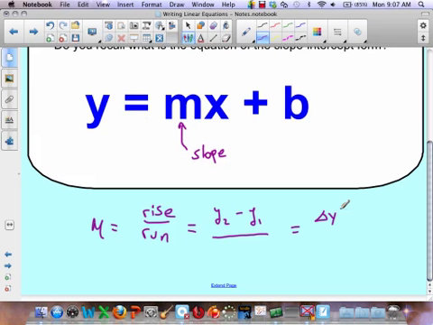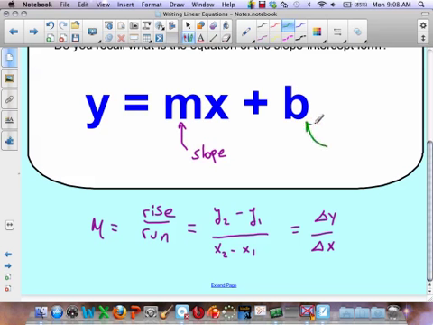Now, how would I find my run? Diane? X2 minus x1. X2 minus x1. And again, that is our delta x. Change in y over the change in x. Okay, so that's always going to be that number in front of x. It's going to tell us how much we're changing by.